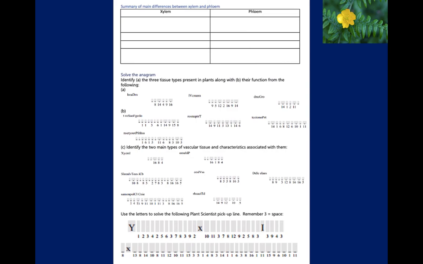So what you're going to do for me now is you are going to go to page 159, which looks like this. I'm going to put a version of this on the next slide for you to have a look and see, could you figure out what are the words that are missing. You need to then solve the anagram, and I would make the point that anything that has a number 3 is a space. So you can ignore anything that is a number 3, and can you find my plant scientist pickup line?